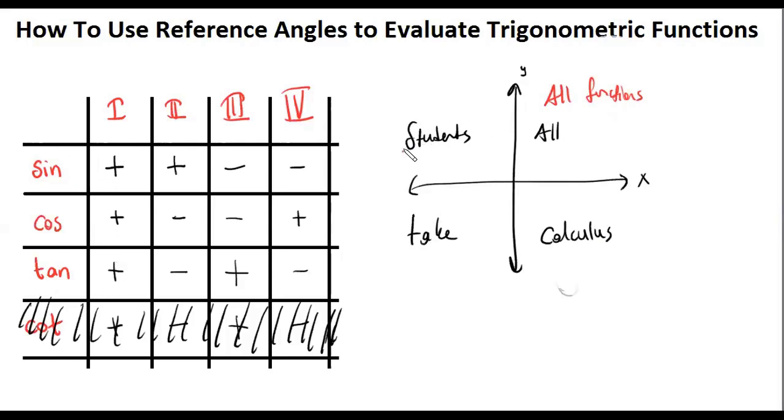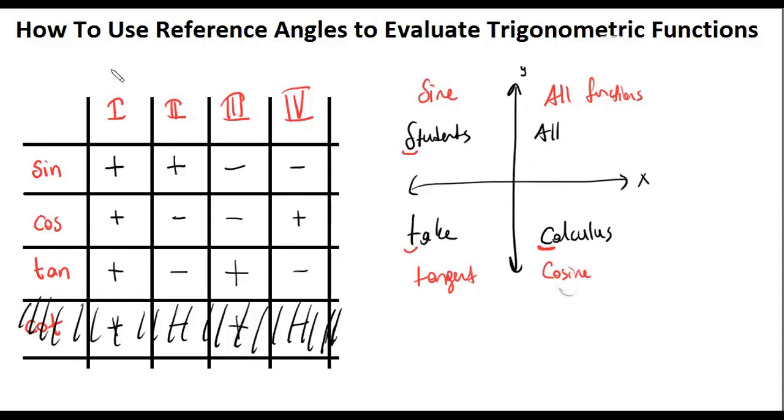Students, what is the first letter? S. S for sine. That means in the second quadrant, only sine is positive. In the third quadrant, T for tangent, okay? T for tangent. And in the third quadrant, only tangent is positive. All students take calculus. C, the first letter is C, and C for cosine. That means in the fourth quadrant, only cosine is positive. Did you see that?